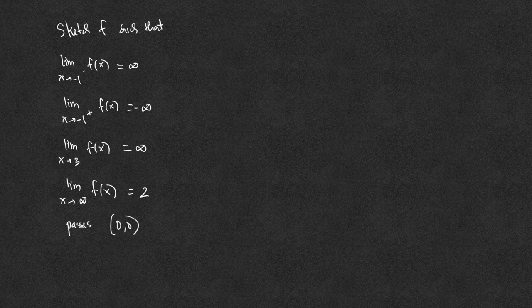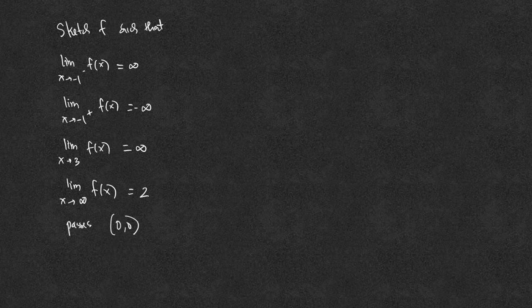And there is a horizontal asymptote at y equals 2, because the end behavior as x approaches infinity of the function f of x is 2. And lastly, the graph needs to pass through the origin, the point (0, 0).